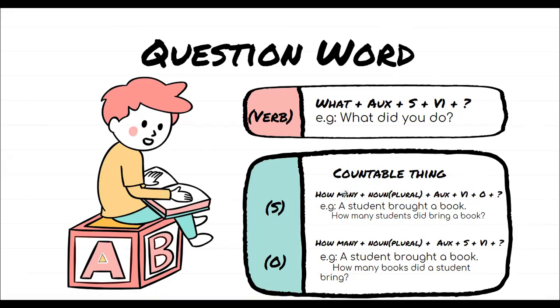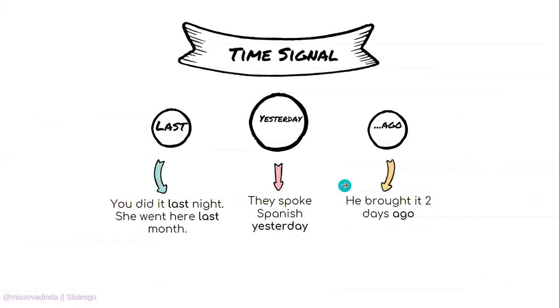Okay. If you have any question, please drop your question in the comment section. I hope you screenshot it and you can write down the correct structure of asking about how many countable thing, how many is a subject.